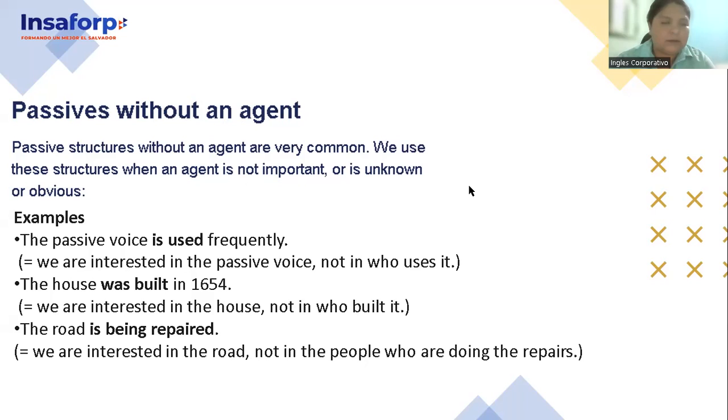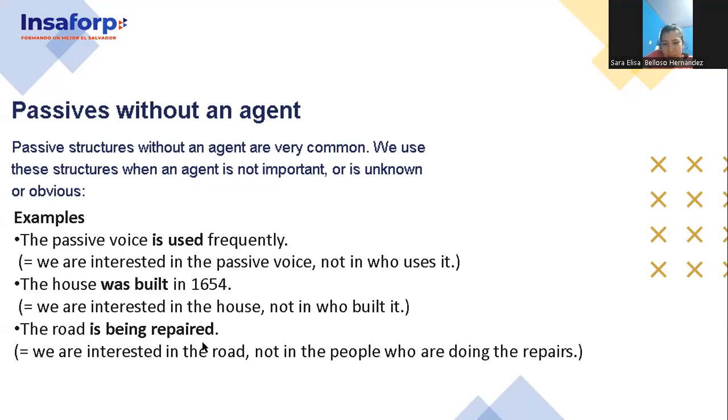Passive structures without an agent are very common. We use these structures when an agent is not important or is unknown or obvious. So what are some examples? Please go ahead. The passive voice is used frequently. The house was built in 1654. The road is being repaired.